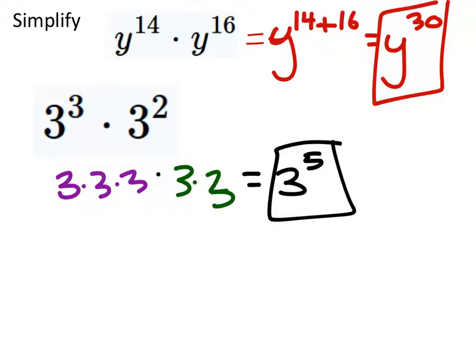I guess I should mention that the base is the number or the value that's being multiplied by itself many times. In this case, 3. In this one, it's y, and then the exponent itself is the power, or the exponent. So the exponent is just how many times you're multiplying it by itself.